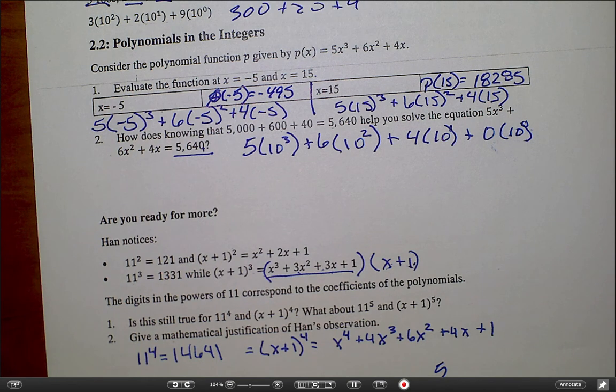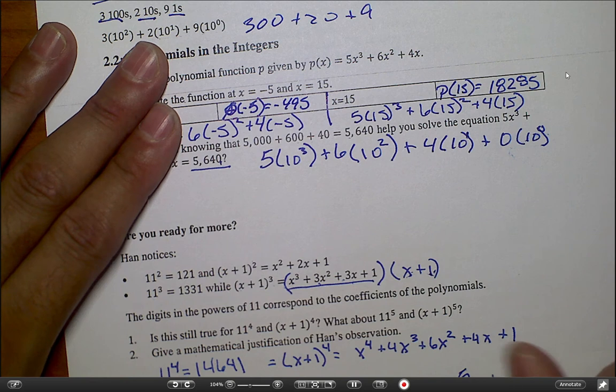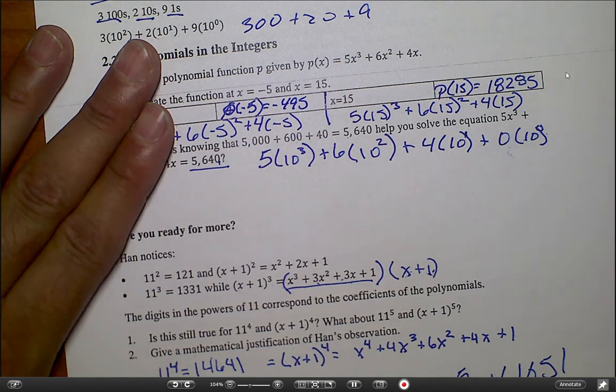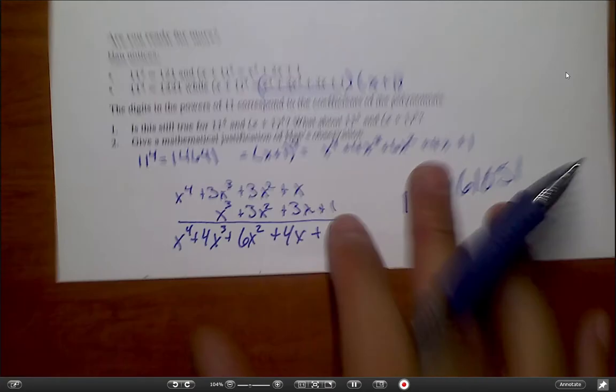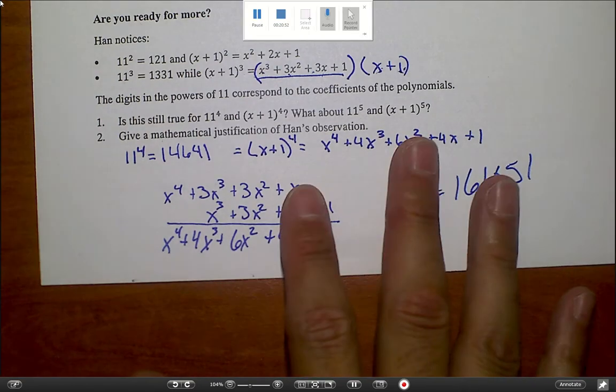1610. Yeah, 11 caret 5. So it doesn't work out, does it? 161051. Nope, doesn't work, does it? But it does work all the way up to the 4th. That was very helpful, wasn't it? So that was just trying to get us to that point for the pattern.